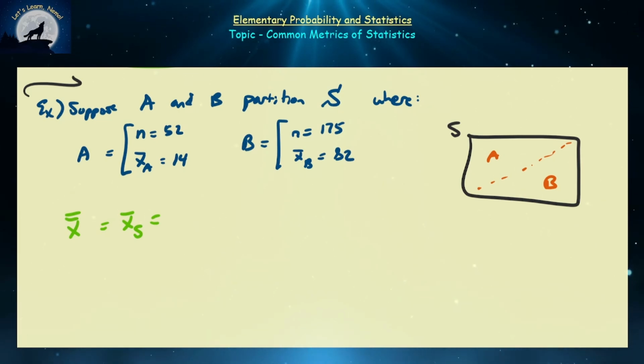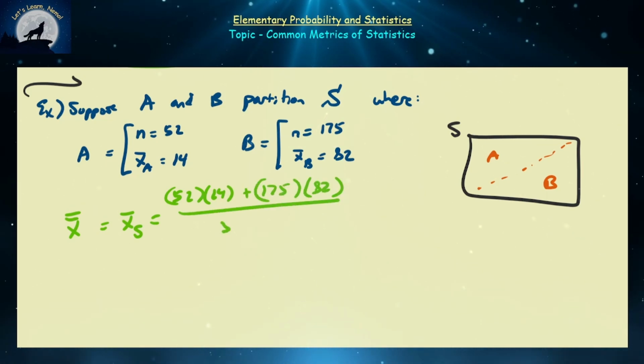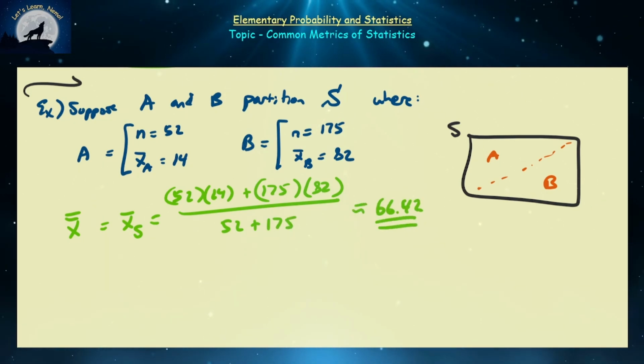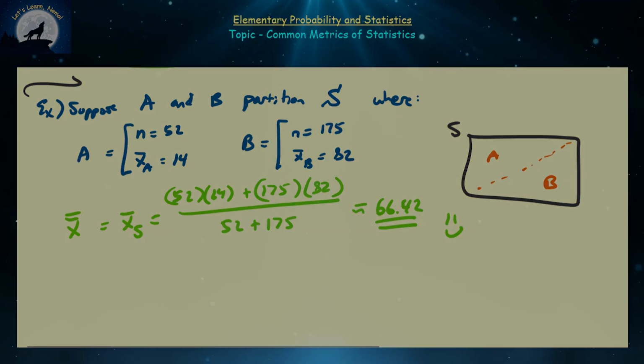So from our conclusion above, that's going to be equal to 52 times 14 plus 175 times 82, all over the sum of the sample sizes, 52 plus 175, and you're going to find that that's approximately equal to 66.42. So if you were to pool all those values into one sample, the average of all of them would be approximately 66.4.